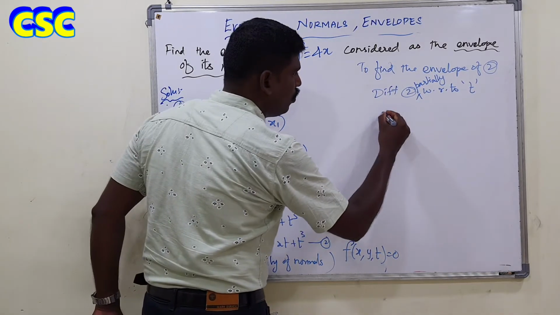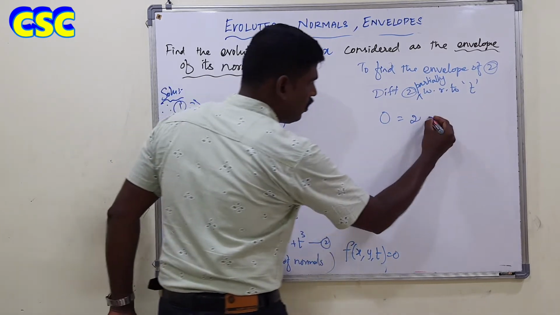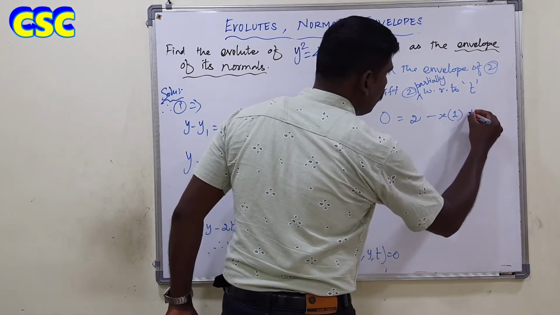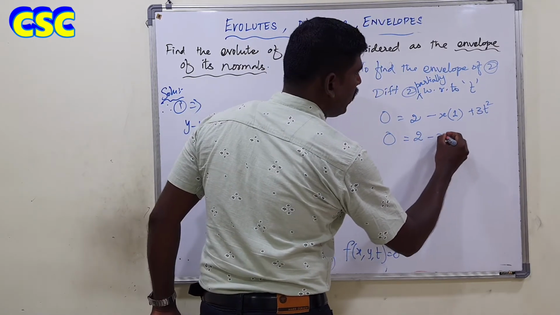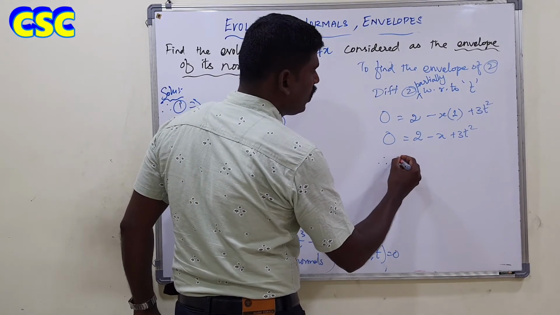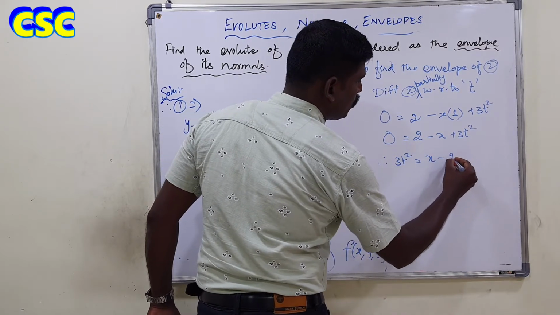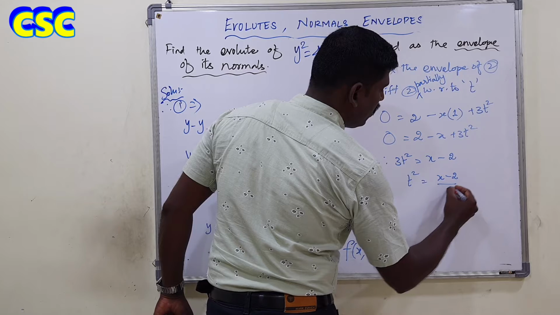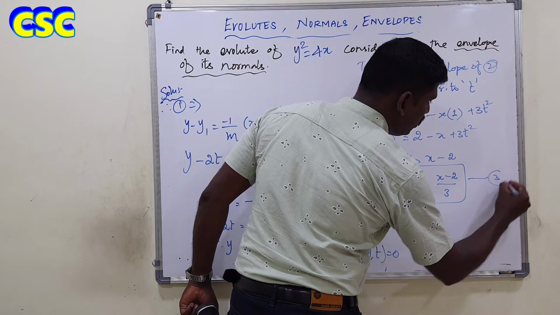This y becomes 0. So that is equal to, what is the derivative of t? 2 minus x into, what is the derivative of t? 1, right? Plus t cube. What is the derivative of t cube? 3t square. That is equal to 0, so 2 minus x plus 3t square equals 0. Therefore, taking these two terms to the right hand side, 3t square is equal to x minus 2. So t square is equal to x minus 2 by 3. I call this relationship 3.